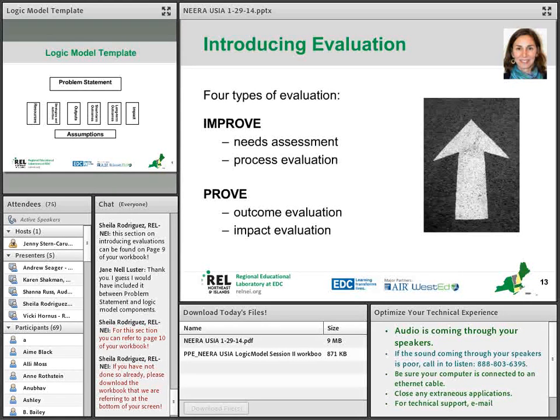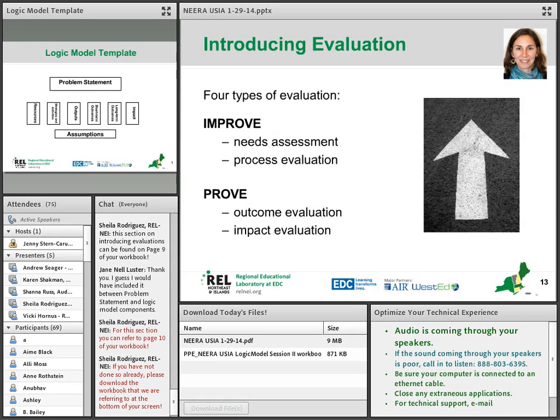A little bit more about these types of evaluation and some of the language that you may hear as people are talking about evaluation. We've got these two umbrellas of improve and prove evaluations. And again, I just want to clarify that these are not mutually exclusive. Oftentimes, we are conducting evaluations where we want to do both simultaneously. But again, here's some language that you hear when people talk about evaluation.